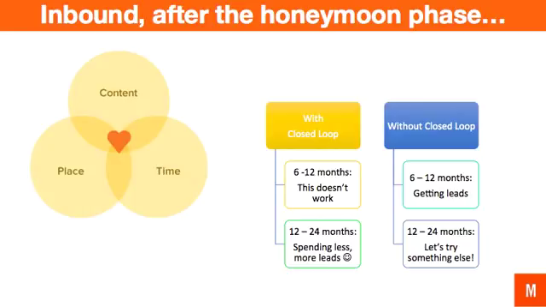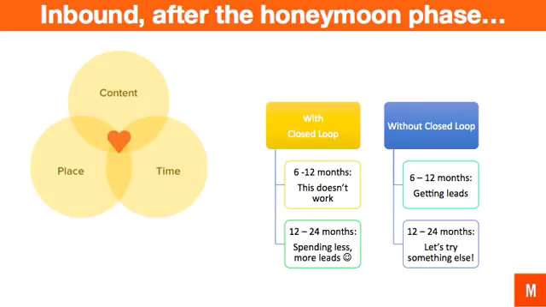Without closed loop reporting on your digital marketing and inbound marketing, in 6 to 12 months, leads carry on coming in, like leads were coming in before they were doing digital marketing. They're just not able to say whether this is coming from a print ad, an event, a relationship, or digital marketing. So they just see leads and they're happy. Then 12 to 24 months go by and they're still happy, but they can't credit any of the work to inbound marketing and digital marketing.